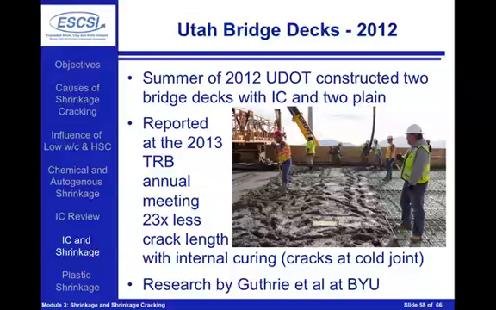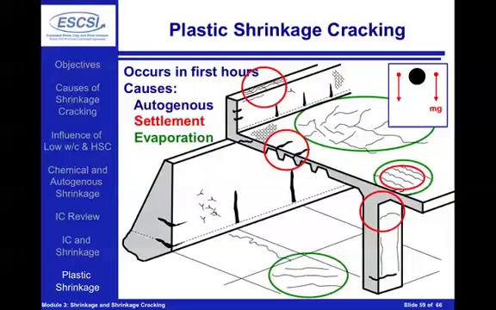2012, some decks were placed in Utah. Spencer Guthrie and his group had looked at these. There were 2 bridge decks made with internal curing and 2 plain concretes, and as reported in 2013 at the annual TRB meeting, the internally cured concretes had 23 times less crack length than the plain concretes, and the main cracks that were noticed were cracks that had formed where there was a cold joint in the bridge deck while it was being constructed. Again, the main idea here is that you're reducing the shrinkage in the system, reducing the potential for cracking that's actually forming.